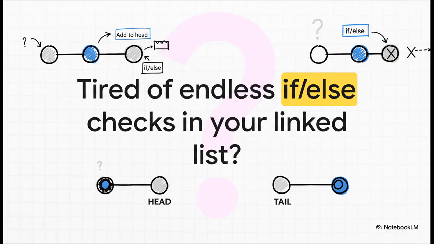If you've ever built a linked list from the ground up, you know the drill. You're constantly checking. Is the list empty? Am I adding to the head? Am I deleting from the tail? It gets messy, and it gets messy fast.